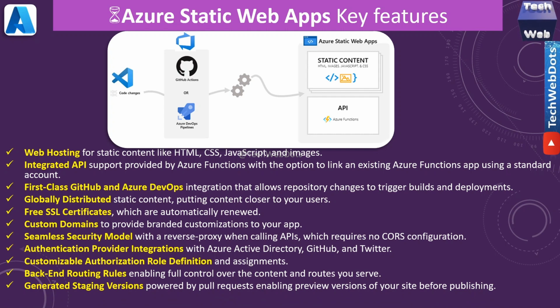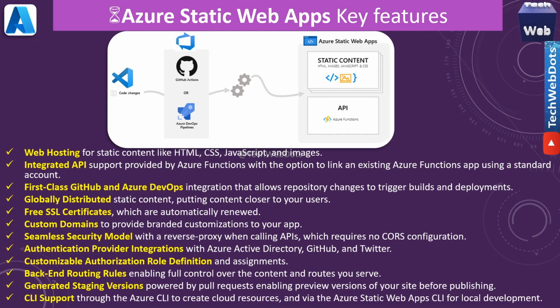Generating a staging version powered by a pull request, enabling a preview version of your site before publishing. So it is giving you a pre-prod version, or you can say a staging version, where you can take the sign-off from your client. Okay, your app is ready and now you can perform anything on that app, and then you can go to production. And last but not least, CLI support is also available through the Azure CLI to create cloud resources, and via the Azure Static Web Apps CLI for the local environment. So that is also completely possible.